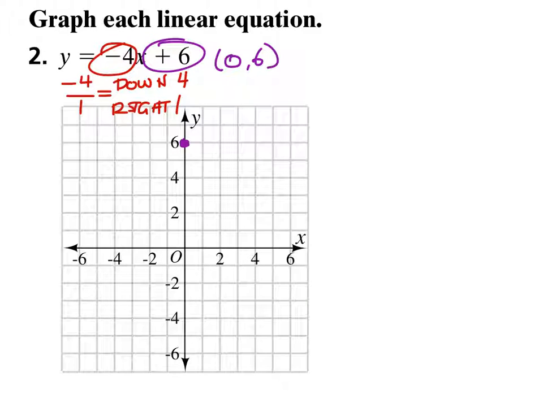From there, we'll go down 4 and then to the right 1, which gives me the next point. I can go down 4 and to the right 1 again for the next one and repeat this process throughout the graph. We can see the pattern remains true, and so I can connect these points to make the line for this equation. So the purple line here would be the line that represents this equation.